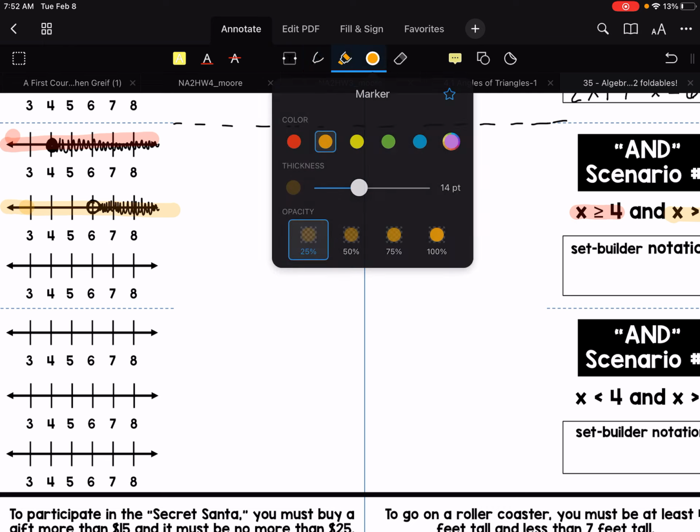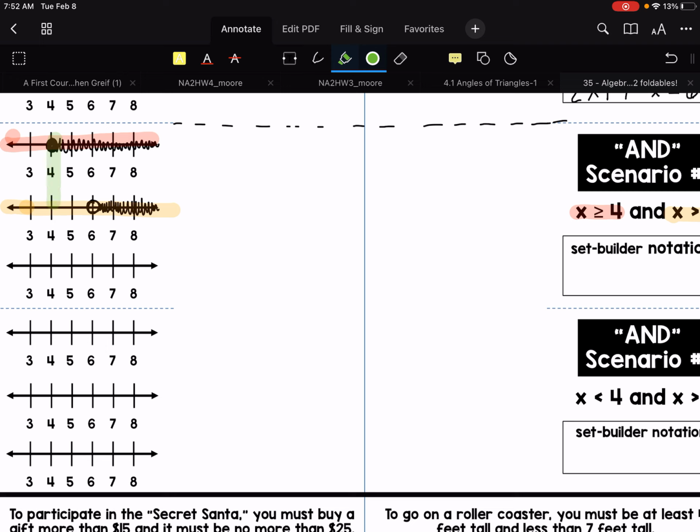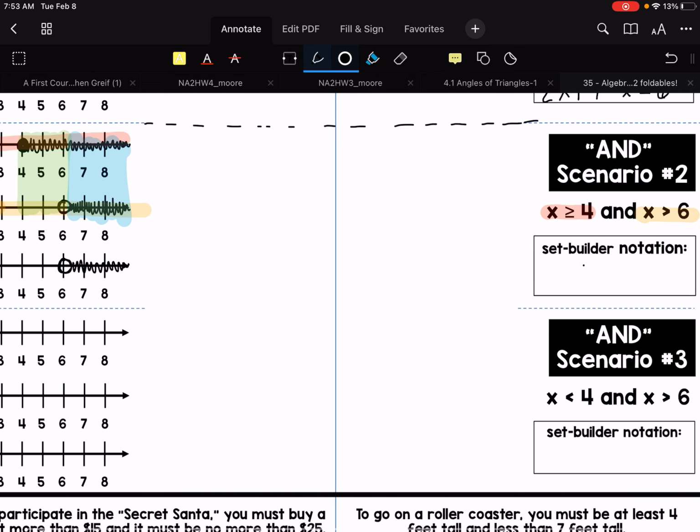So if I look at this space here, where 4 starts, so far I'm not at an "and" point. I'm not going, oh yeah, those both happen at the same time. And boom, at 6, something happens. I have a point at 6. So my point at 6 was open, and then everything after 6 is going to be shaded. So I've got that x is greater than 6.